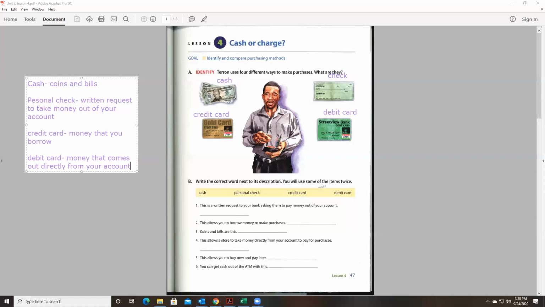So let's look at B, where it says write the correct word next to its description. You will use some of the items twice. Okay, so we have 6. We talked a little bit about what the 4 different types are, or the 4 different types of payments. Okay, so now we're gonna put them where they belong. Okay, so for example, number 1, This is a written request to your bank asking them to pay money out of your account.